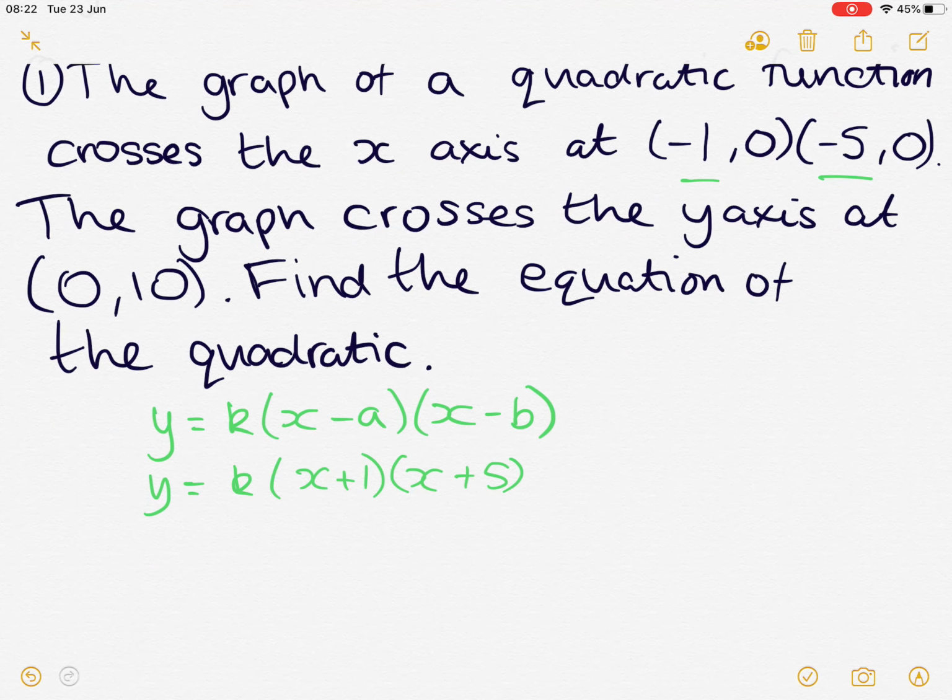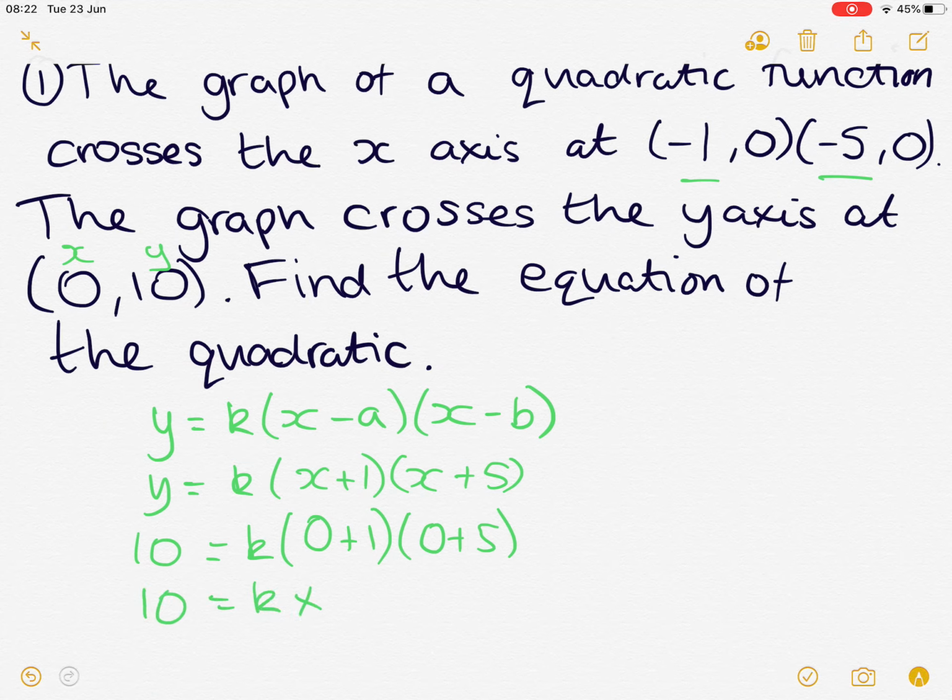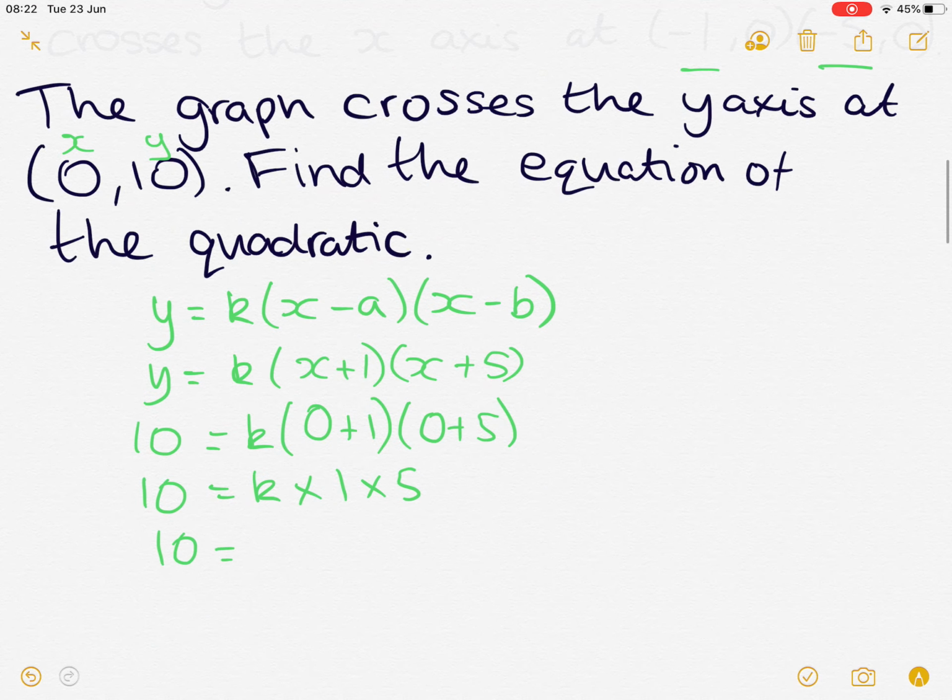And then to find the quadratic equation, we obviously need to find what k is. So using the other point that we have got, x is there, y is there. So we'd have 10 equals k, 0 plus 1, 0 plus 5. Okay, and then we'd have 10 equals k times 1 times 5. 10 equals 5k, k equals 2.